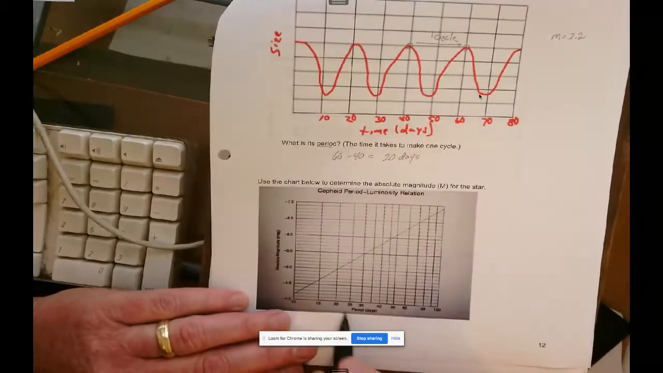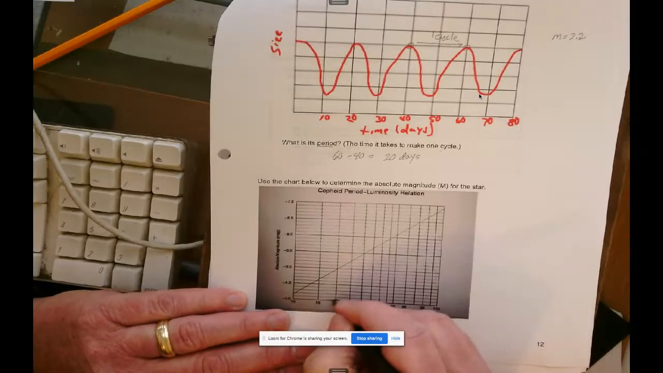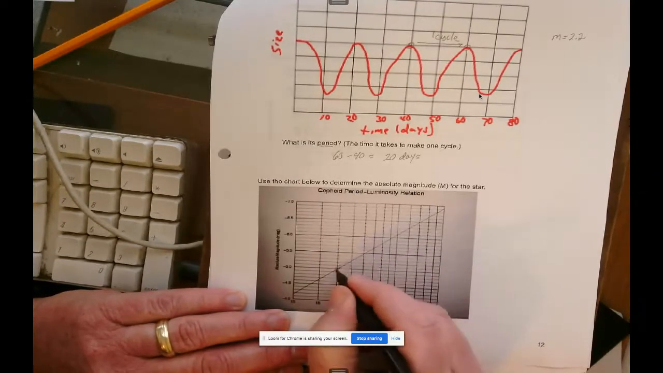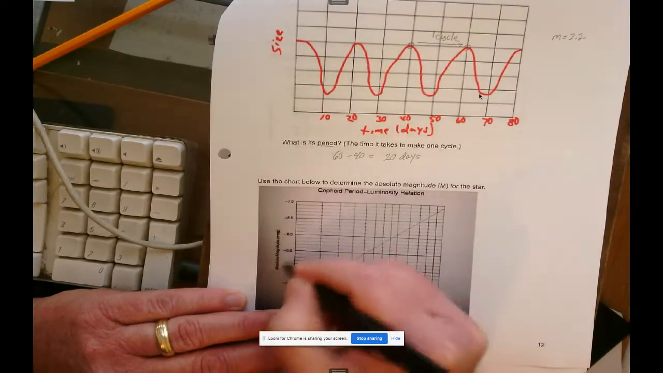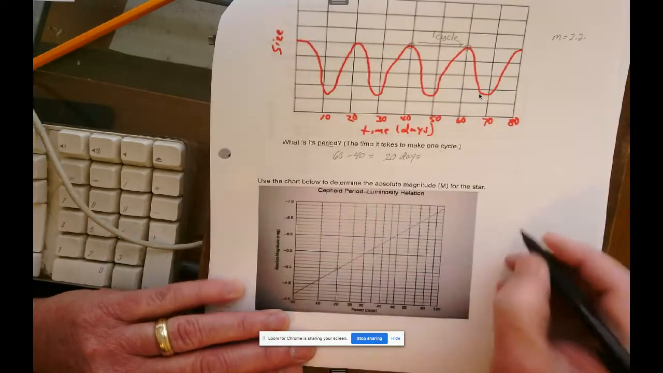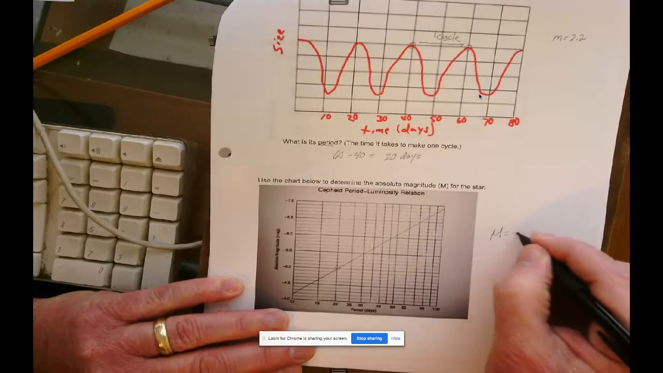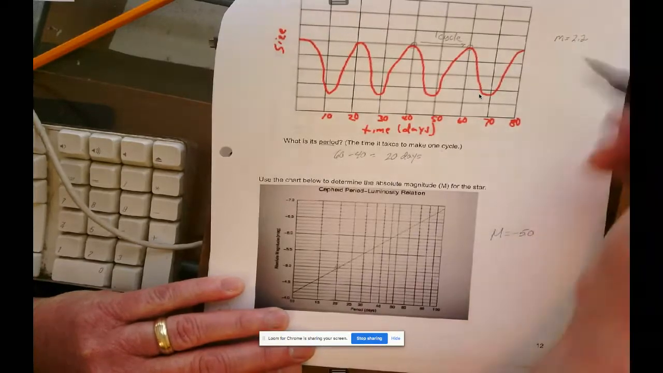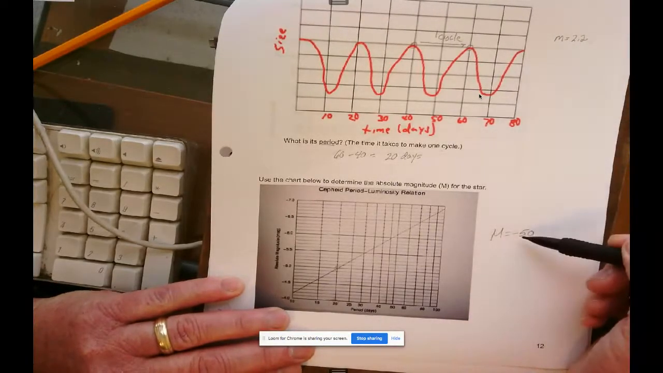And then we're just going to look this up on a chart, and we're going to find the period down here. So 20, we're going to go up to here, and then we're going to go across, and that's going to tell us the absolute magnitude. And there's -5 for that one. So the big M is going to be -5. So we have the little m here and the big M here.